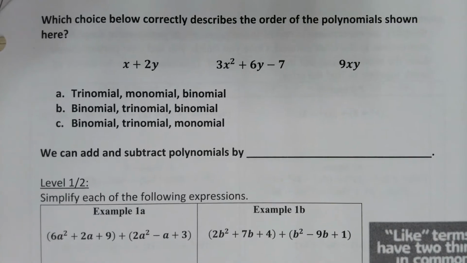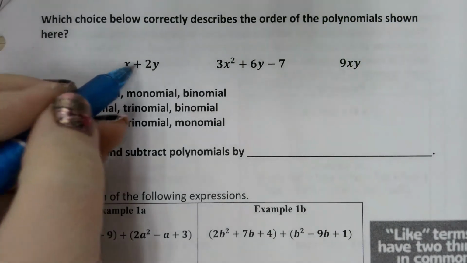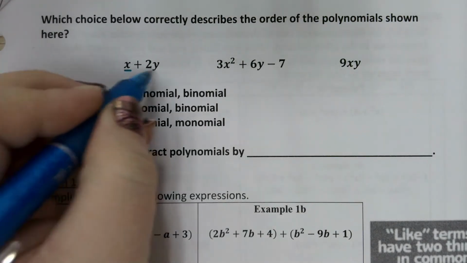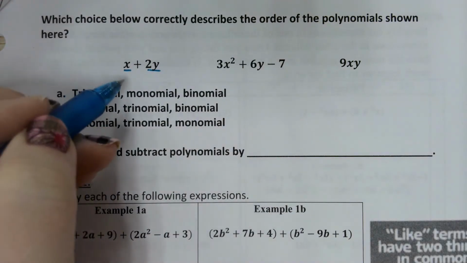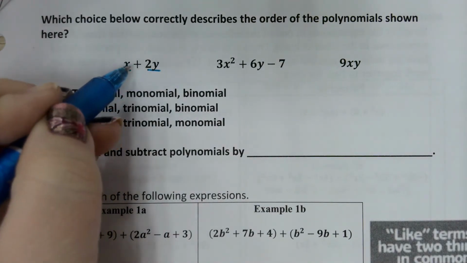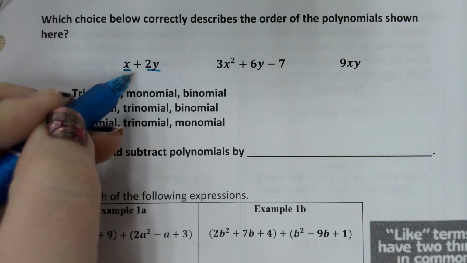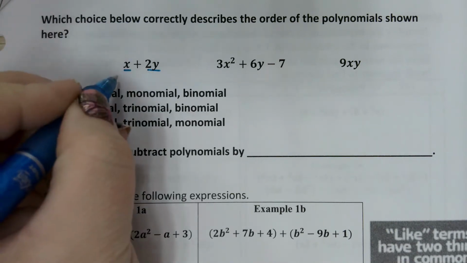So which choice correctly describes the order of the polynomials shown? We have two terms here, one term here, one term here. I know that there are two terms because they're separated by addition and subtraction symbols. So that would make this a binomial.